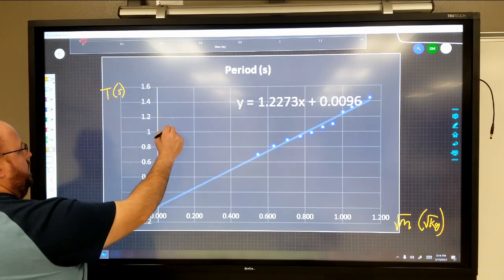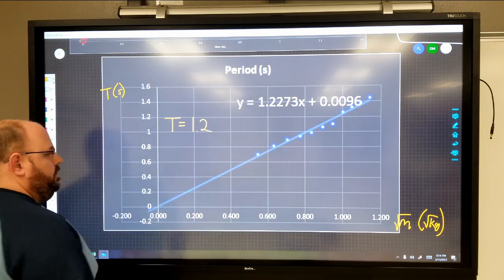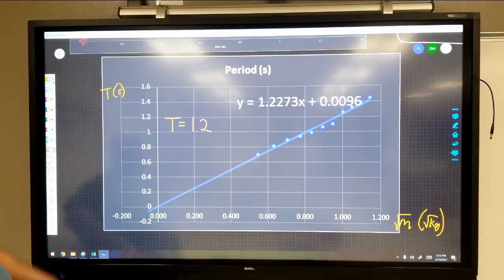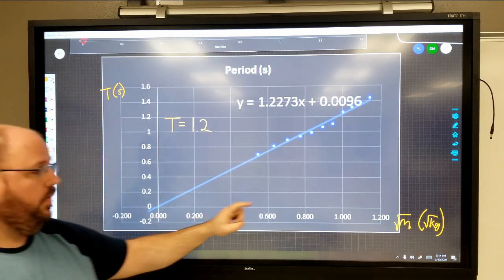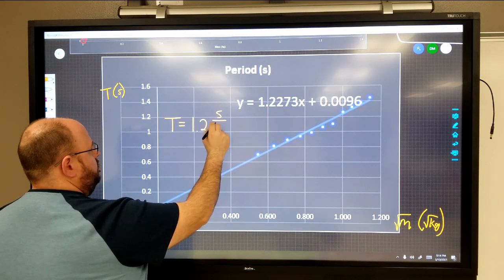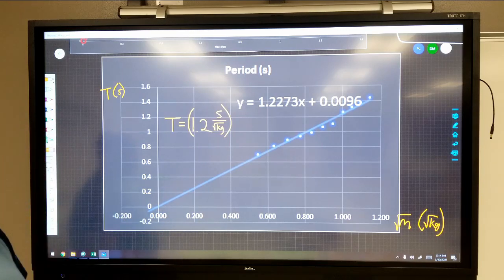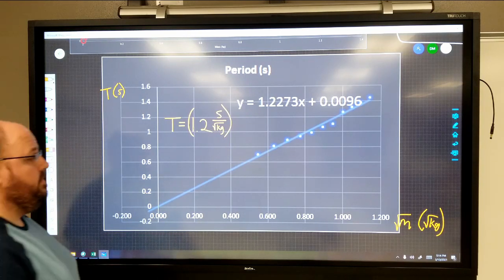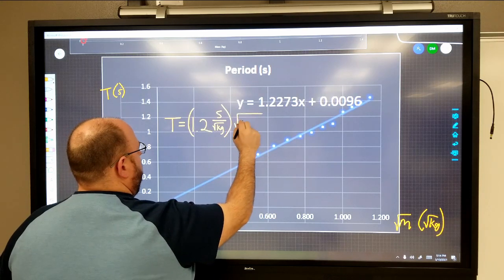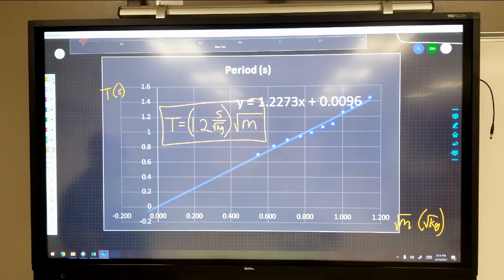And so t would equal 1.2. And the unit for the slope would be the unit of the y-axis over the unit for the x-axis. So seconds per square root kilogram. I'm going to go ahead and put that in parentheses since it's yucky. That is my slope, times my x variable, the square root of m. There's the equation that matches my data.